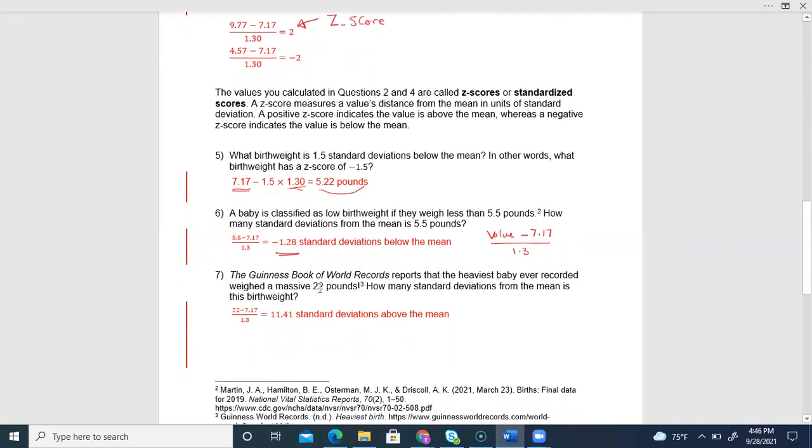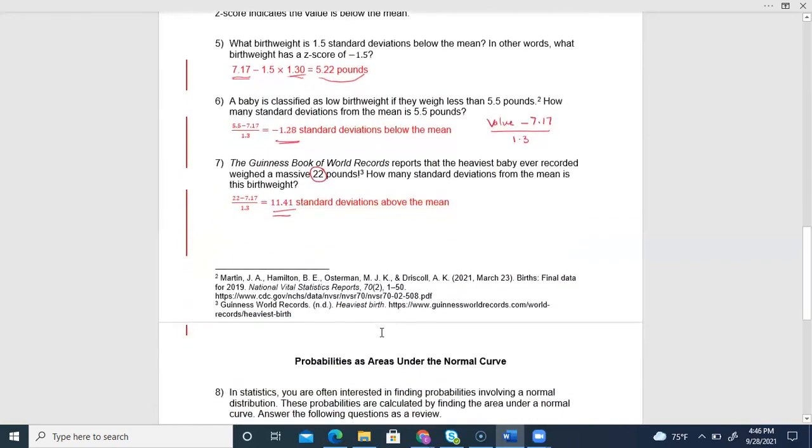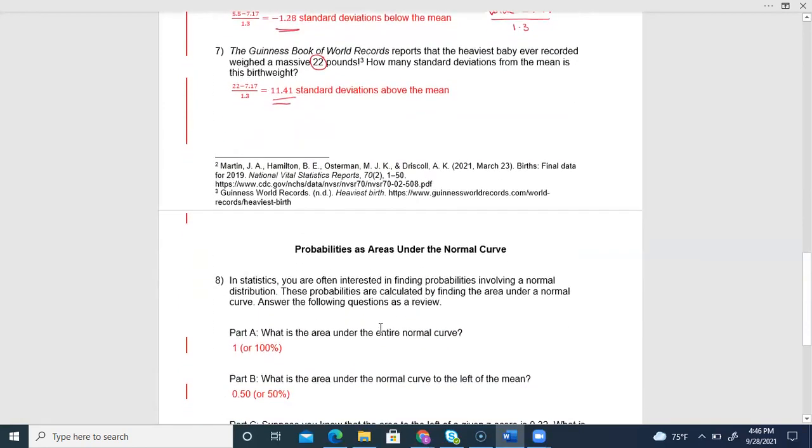Number 7: the Guinness Book of Records reports that the heaviest baby ever recorded weighed a massive 22 pounds. How many standard deviations from the mean is this birth weight? So if you have 22, this is the value. We take 22 minus the mean, 7.17, then divide by the standard deviation. What I get is 11.41 standard deviations, and obviously it's above the mean.